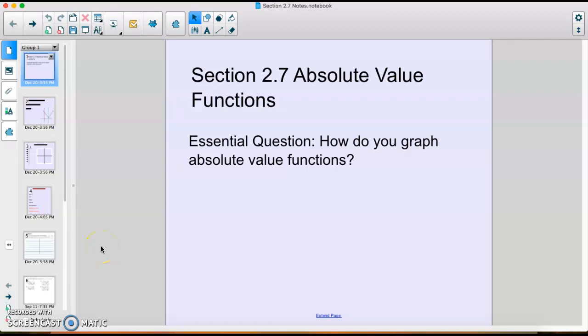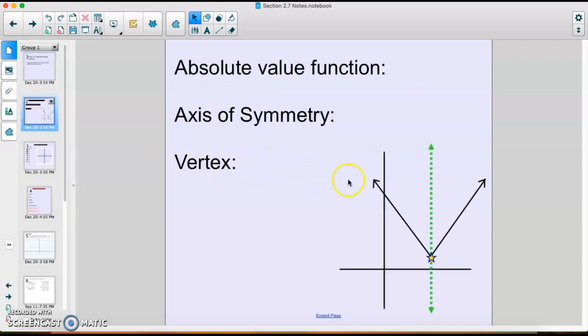All right, welcome to 2.7. We're going to talk about absolute value functions today. In our central question, how do you graph absolute value functions? When we think of absolute value graphs, they're shaped like V's, just like value. Okay, so they look like this a little bit. An absolute value function would look something a little bit like this.